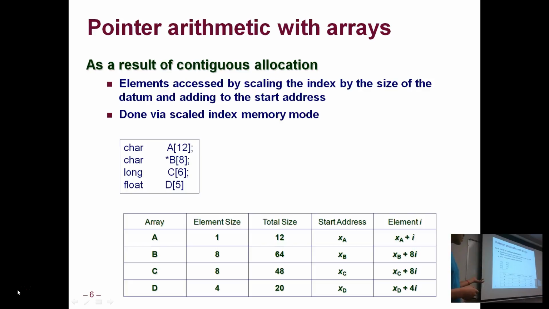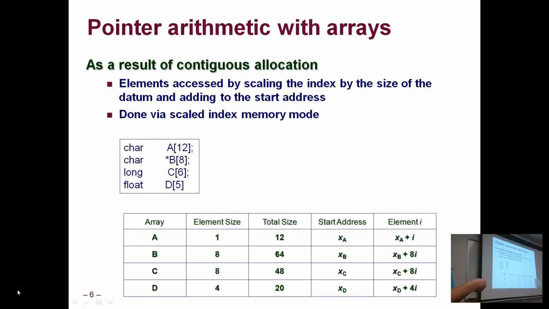Here are some examples of arrays, and I want you to be able to understand this table. So arrays A, B, C, and D. You have an array of characters, an array of pointers, an array of longs, and an array of floats. For the first array, the element size is 1 byte, because it's a character. Total size is 12 times 1. The start address is x of A, and then for the element I, if you do A of I, the address is x of A, which is the base, plus I.